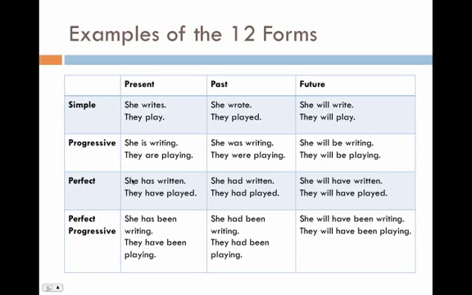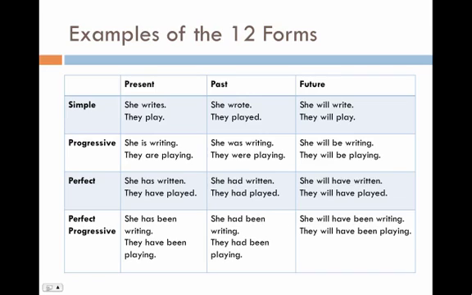The perfect form, we add the auxiliary for have: has, had, have, will have. Finally, we have the perfect progressive, which most of us honestly don't use in speech all that much, especially the future perfect progressive. She will have been writing. Wow. And you'll notice that the perfect progressive really does combine your be verb from the progressive and your have verb from the perfect. Have been, had been.